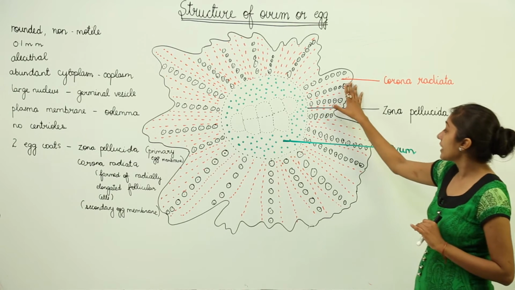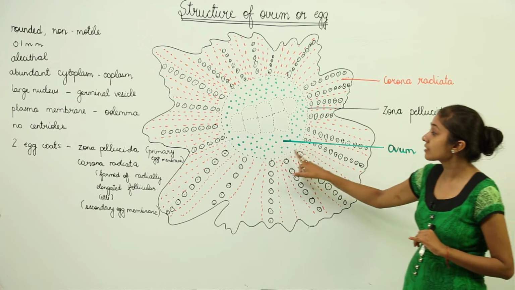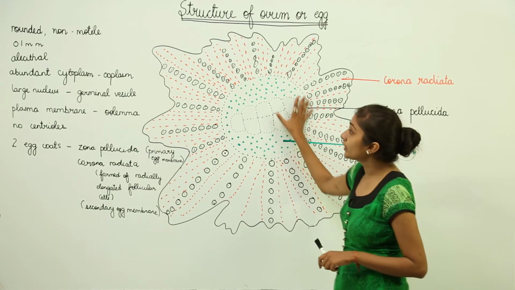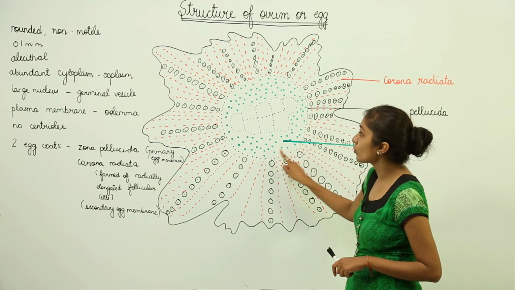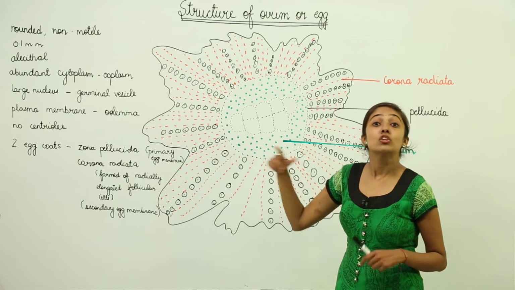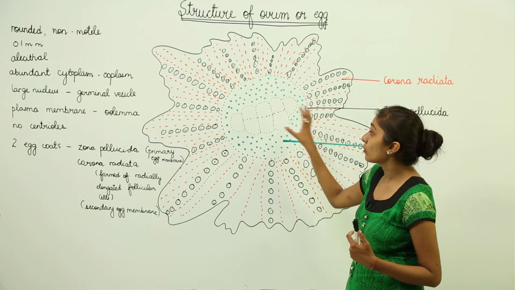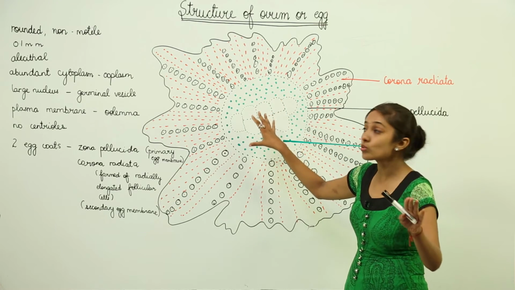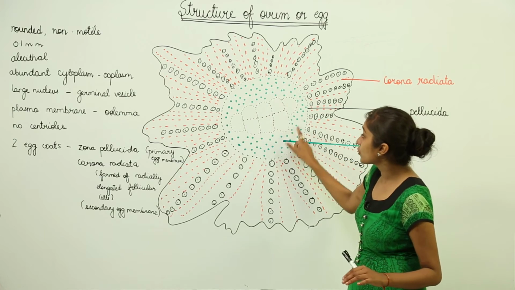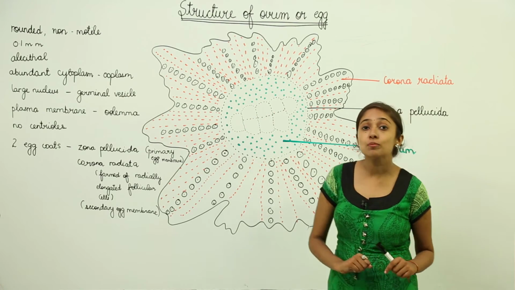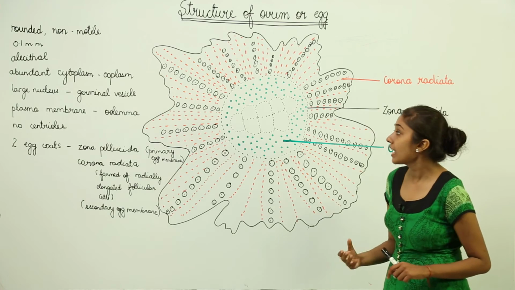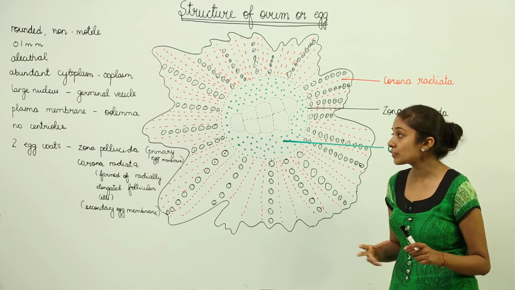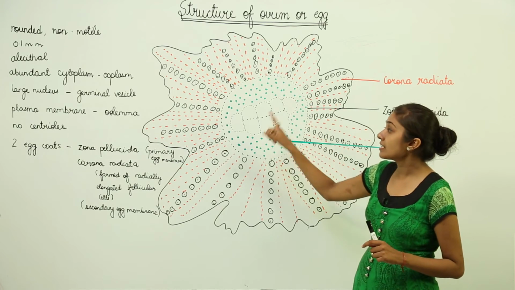So this is corona radiata, this is zona pellucida, and here this is the ovum. Inside, the ovum is going to be round, non-motile, it cannot move, and about the size of 0.1 mm. It is free of yolk, means it does not have any yolk, so it is alecithal. It has abundant cytoplasm, and this cytoplasm is known as ooplasm, and it has a very large nucleus which we call as germinal vesicle, and it has nucleolus also.